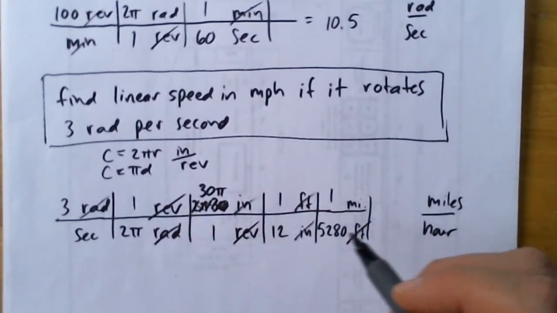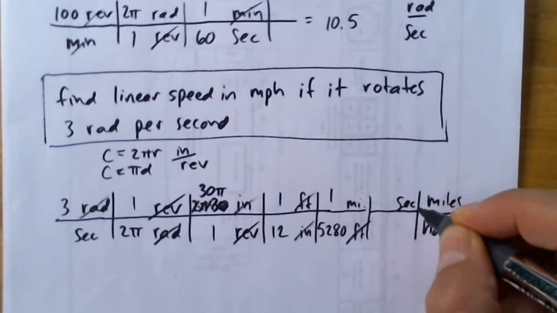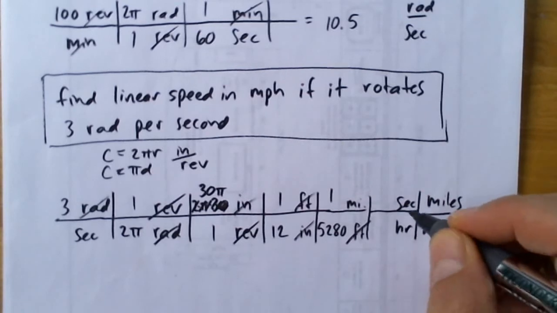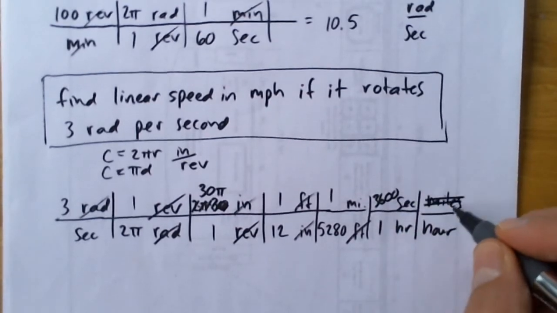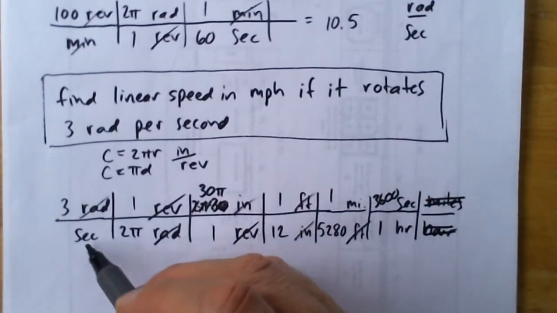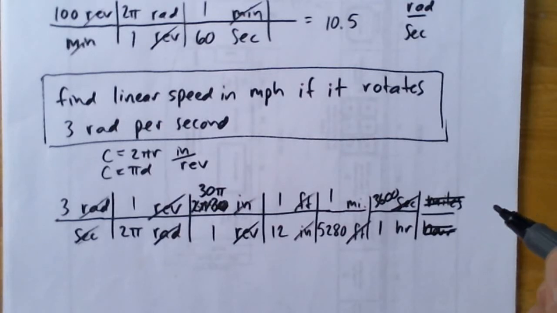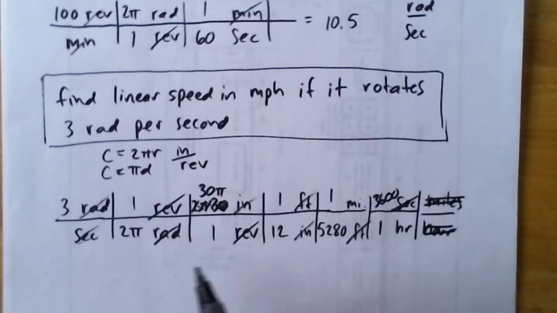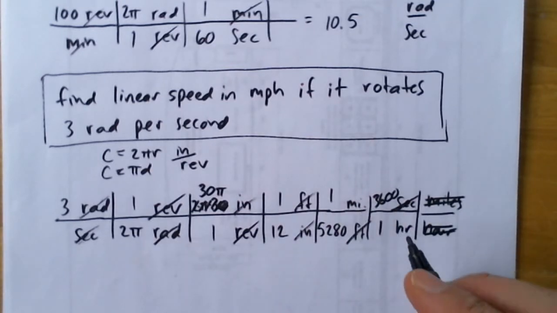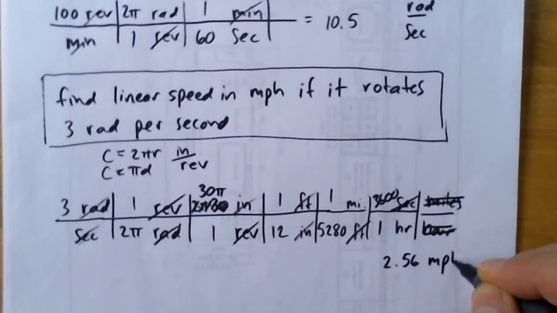We have seconds, we have to go to hours, so we're going to cancel seconds and go to hours. In 1 hour, there are 3,600 seconds. So we've canceled everything, and we'll be left with miles per hour. If we multiply everything in the numerator, divide by everything in the denominator, we're going to get about 2.56 miles per hour.